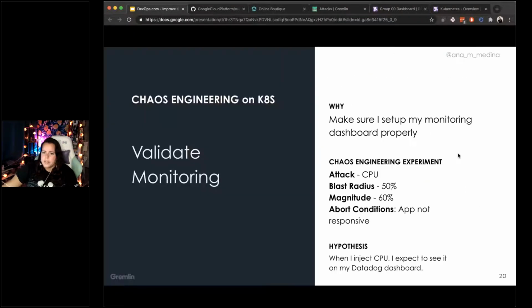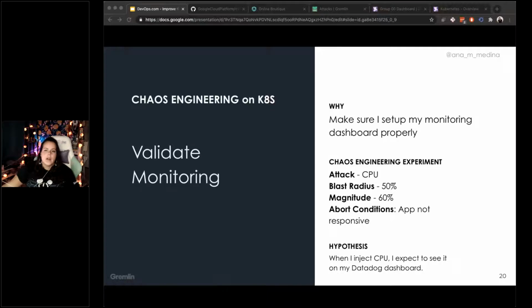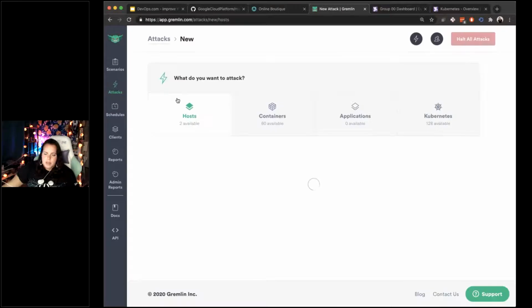To go back to the demo that I have prepared for y'all, the first experiment that we're going to be running is the 101 hello world of chaos engineering. We want to go ahead and just validate our monitoring. The reason I want to do this is that I just want to make sure that I have everything up and running. So I'm just going to run a simple CPU experiment for injecting 60% of CPU into my system. My abort condition is going to be that if my application is not responsive, I'm going to go ahead and stop my experiment. And my hypothesis is that when I inject this CPU, I expect it to correlate to my Datadog. So we're just going to make a simple attack on here.